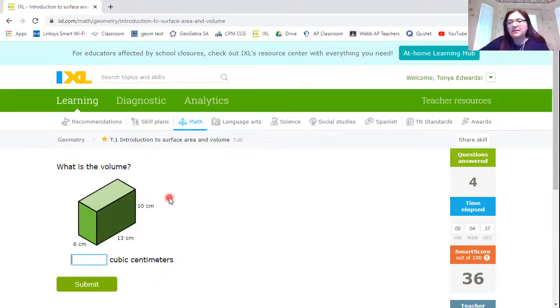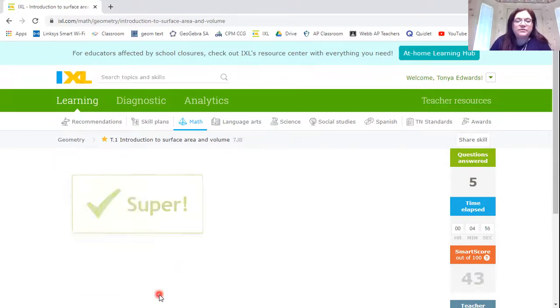This looks exactly like this one. Now, not exactly like, because this is a square. And we don't have a square here, we have a 13 by 10. 6 times 13 times 10, I get 780.